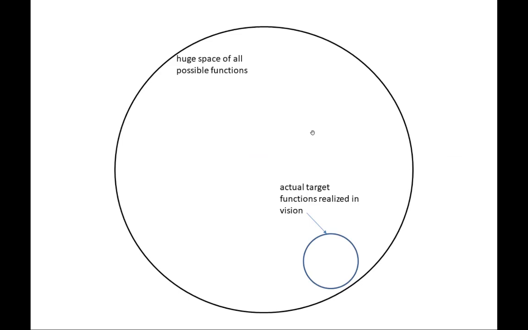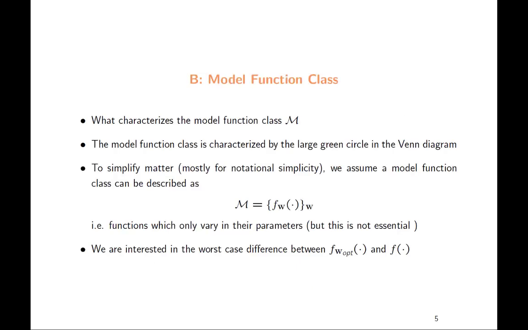So this is the huge space of all possible functions, and the actual target functions realized in nature are assumed to be a small part of that. What characterizes the model function class? We have the target function class, which is what we're trying to model, and then we have some models available, and we call it the model function class M. It's characterized in the next slide by the large green circle.